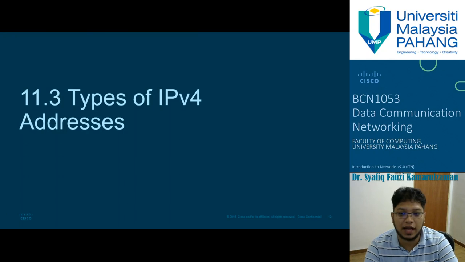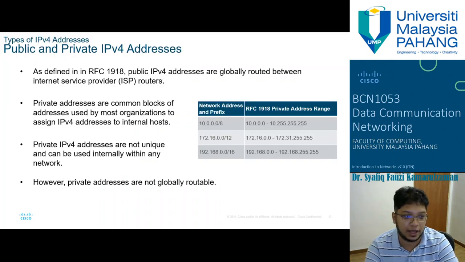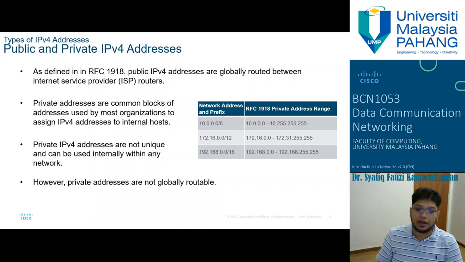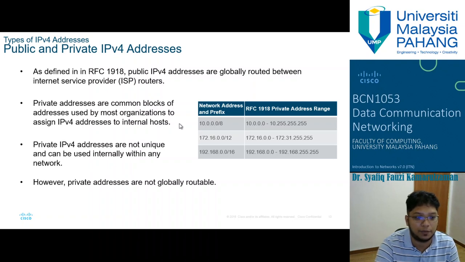Types of IPv4 addresses. IPv4 has public and private IP addresses. As defined in RFC 1918, public IPv4 addresses are globally routed between internet service provider routers. Private addresses are a common block of addresses used by most organizations to assign IPv4 addresses to internal hosts. Usually the IPv4 addresses we have right now are not public; they are for private usage.